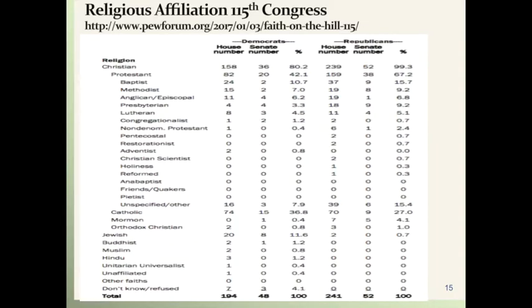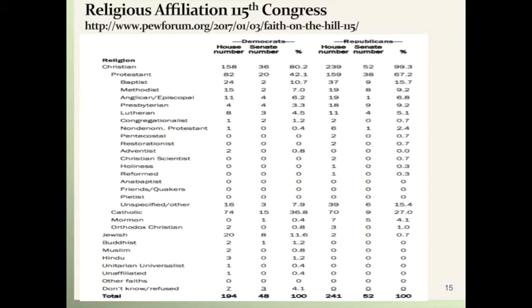Now I wanted to talk about the religious affiliation of the 115th Congress. This is put out by Pew Research, and there's a link that you can go to the entire report here. I'll specifically point out Adventist down here. There are two Adventist members of Congress in the House of Representatives. They're both Democrats. So let's go into this in a little more detail.